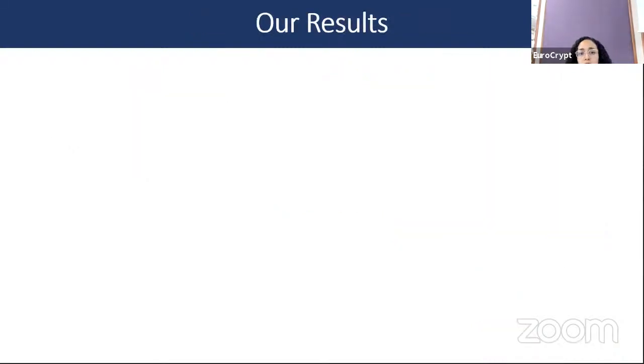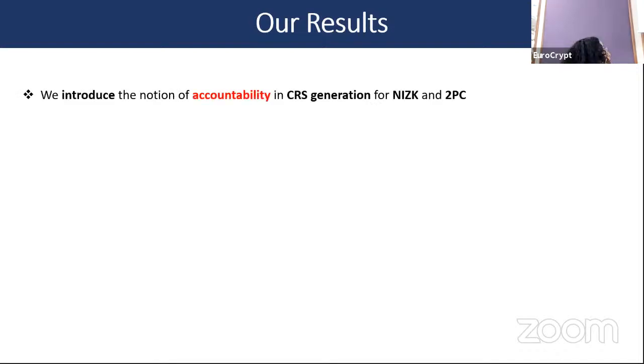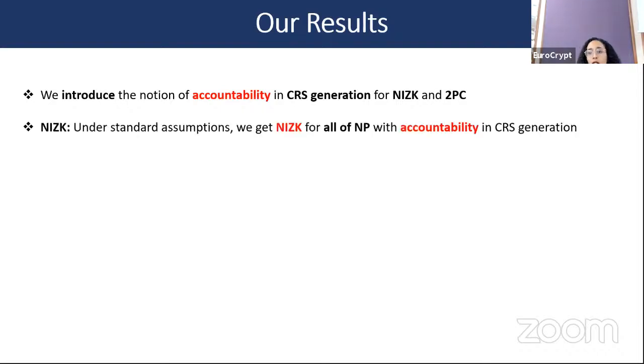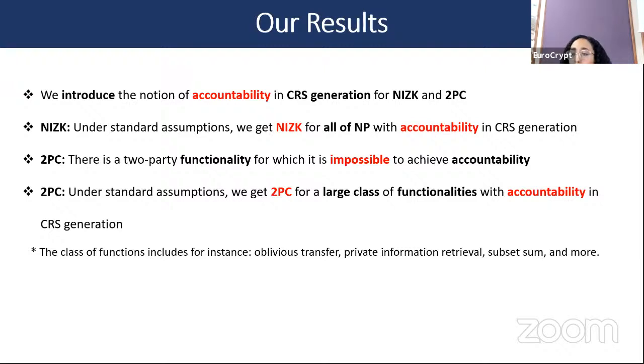So for conclusion, I just state our results. We introduced the notion of accountability in CRS generation for non-interactive zero knowledge and two-party computation. Under standard assumptions, we get non-interactive zero knowledge for all of NP that satisfies accountability. And for two-party computation, we have two results. The first is an impossibility result: there exists a two-party functionality for which it is impossible to achieve accountability. But for a large class of functionalities, we do know how to achieve accountability under standard assumptions.